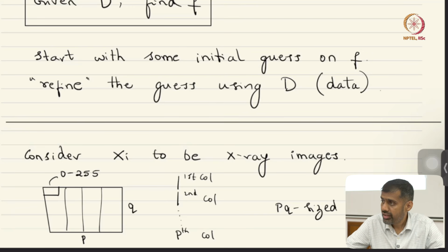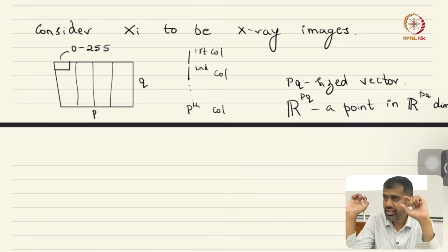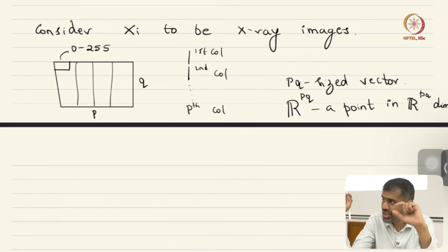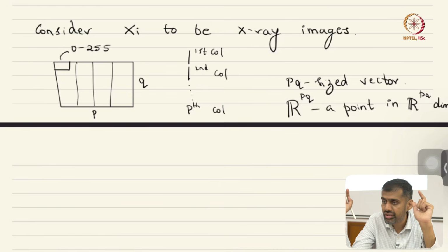Mathematically speaking, I can say that this is a point in a R^PQ dimensional space. So now this is a visualization that I want all of you to have right now, that our data, or every element of this X set that we are talking about, is a point in a high dimensional Euclidean space.